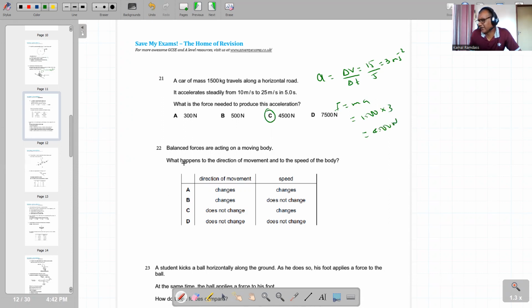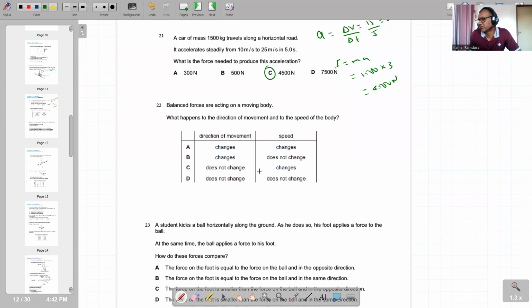Balanced forces are acting on a moving body. What happens to the direction of movement and to the speed of the body? Direction of movement does not change. The forces are balanced. The speed also doesn't change. No resultant force. Ça veut dire réponse est D.